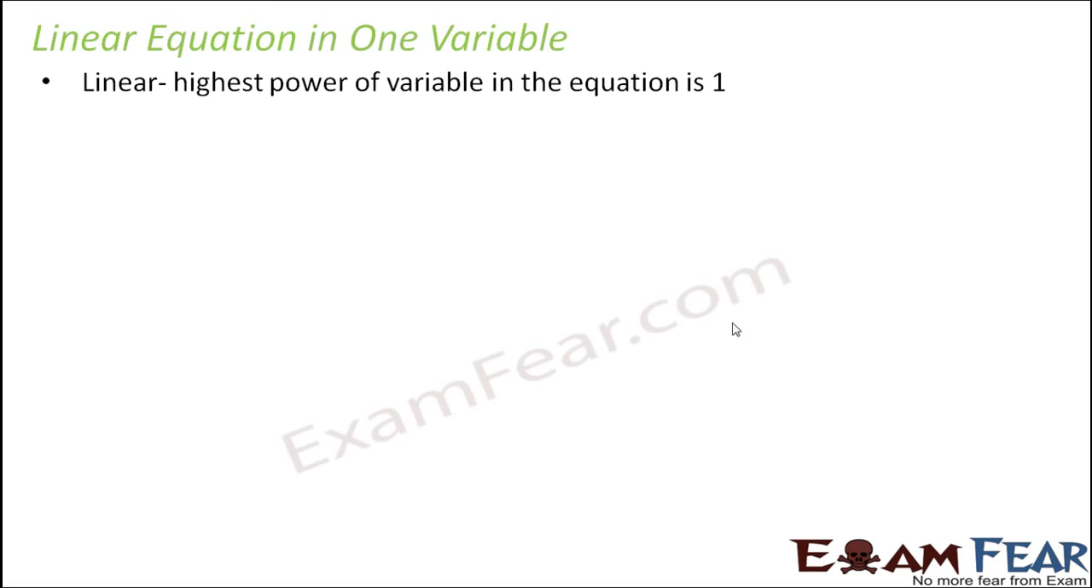So what do we mean by that? Let's take an example: 4x plus 2 is equal to 35. Here, the highest power of this variable, that is x. When you look at the variable, which is x, what is the power of the variable in this case? The power of the variable is 1. Do we have any other variable? No. So that means the highest power of the variable in this equation is 1.